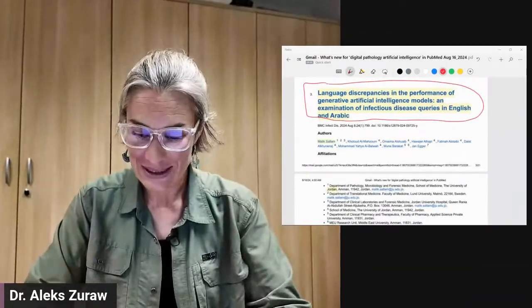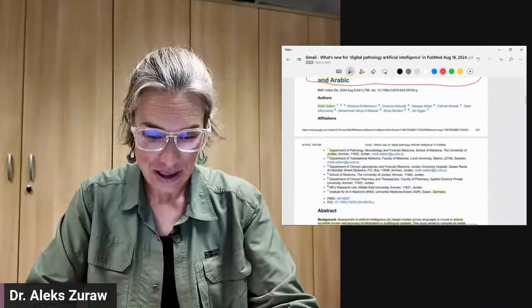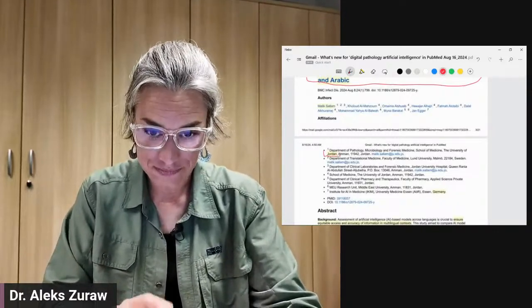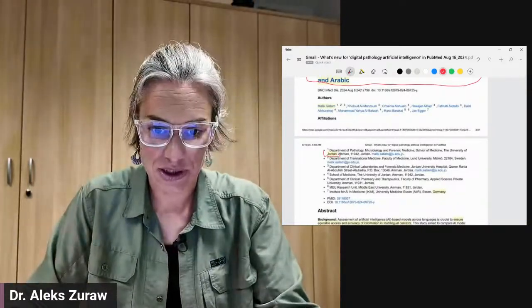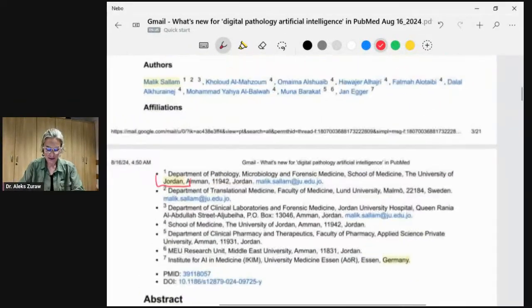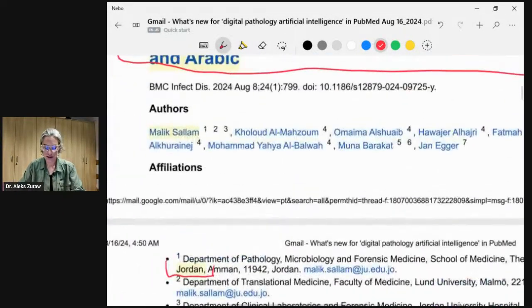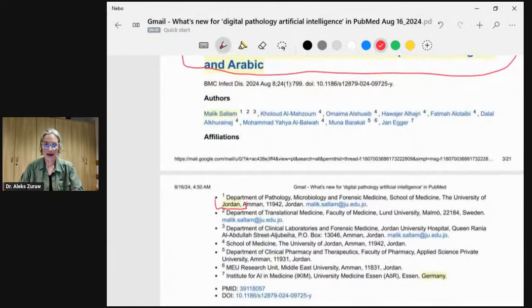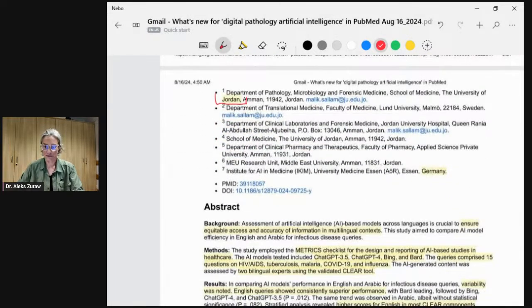So that's why I was interested. This group from Jordan did this. Let me make it big. And so they checked: is the English ChatGPT, or large language models, as good as the Arabic version?